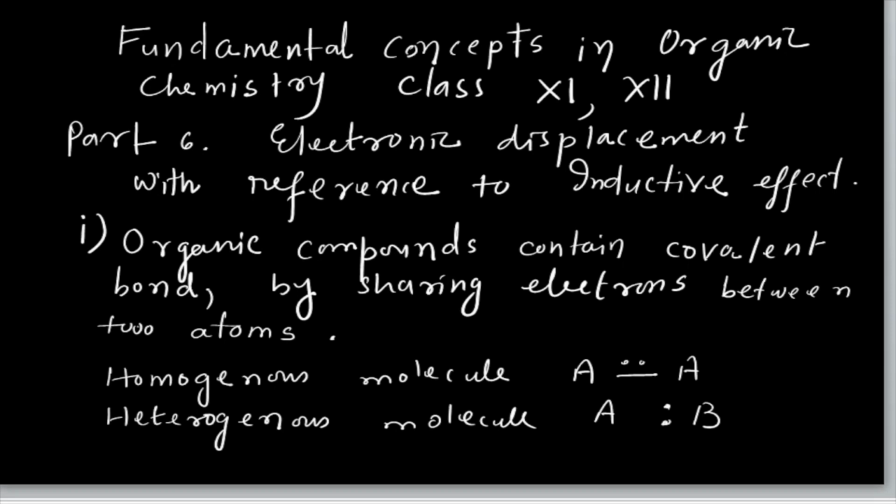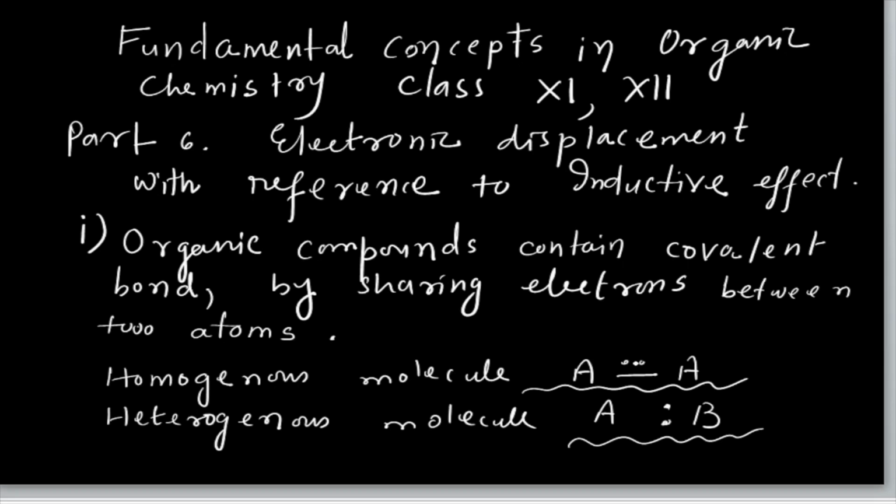Now actually we know about the covalent bond in organic compounds. A covalent bond is formed by sharing of electrons between two atoms. The two atoms may be the same or different. If they are the same, that is called a homogeneous molecule. If they are different, that is called a heterogeneous molecule. See, this is the homogeneous molecule and this is the heterogeneous molecule.